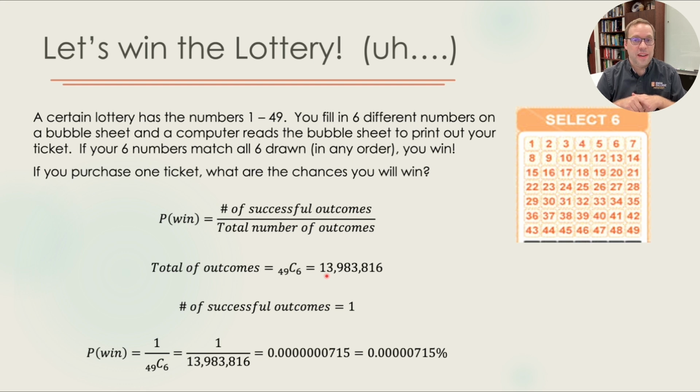How many ways can I win? Well, the lottery machine has to have the same 6 numbers as I have. There's only one way that you can win the lottery. Okay? So what's the probability of winning? How many successful outcomes are there? 1. How many total number of outcomes are there? 13,983,816. And when you do that, you get 0.000000715, which even if you put that into a percentage, that's 0.0000715%. Okay, that's awful.